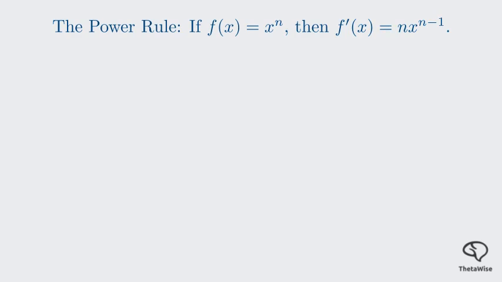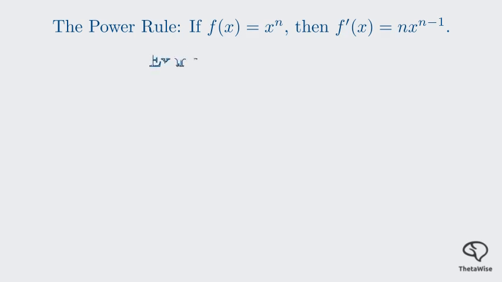Let's see this in action. Remember our first example, f of x equals x squared? Using the power rule, we bring the 2 down and subtract 1 from the exponent. That gives us 2 times x to the power of 1, which is just 2x. This matches the result we got from the limit definition, but it was much faster.